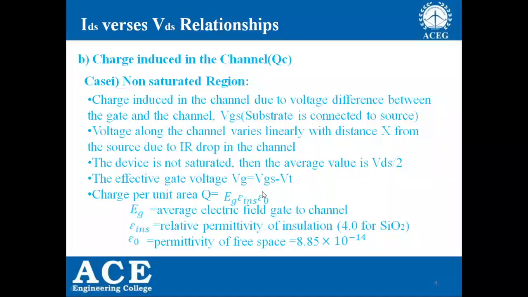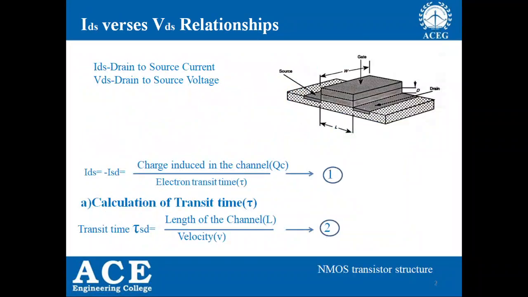And now we have some IR drop across this silicon dioxide layer. What is that IR drop? Just underneath the silicon dioxide layer, in the channel, we will have some voltage drop, and that voltage drop is approximately equal to VDS by 2. VDS is the voltage applied from drain to source. So VDS by 2 is the IR drop we will have in the channel.